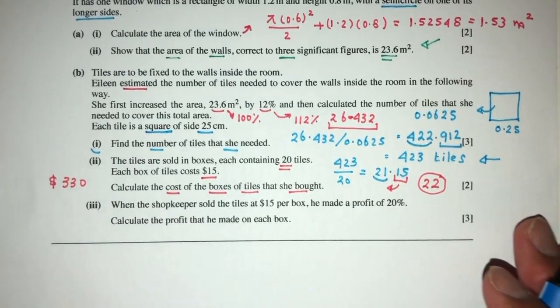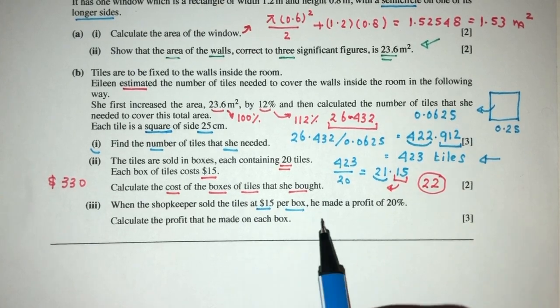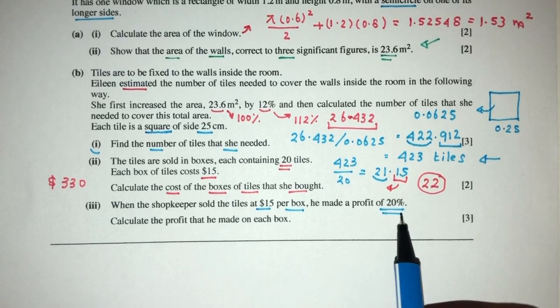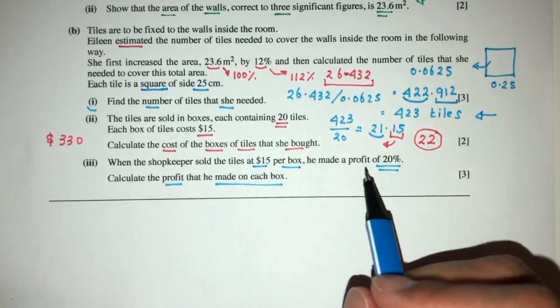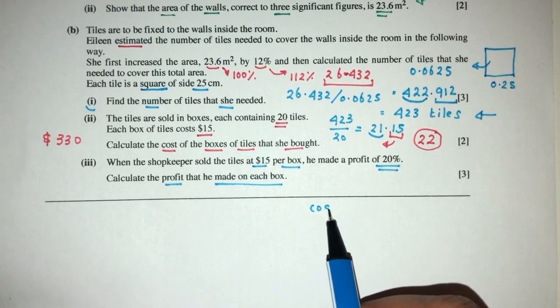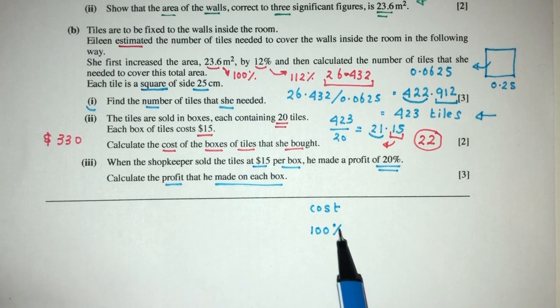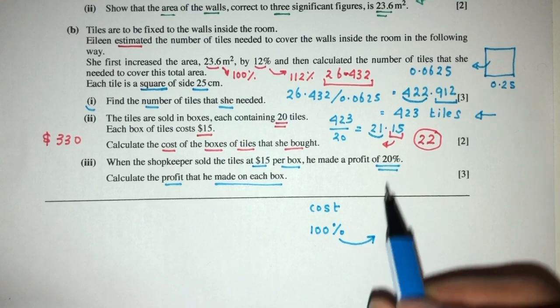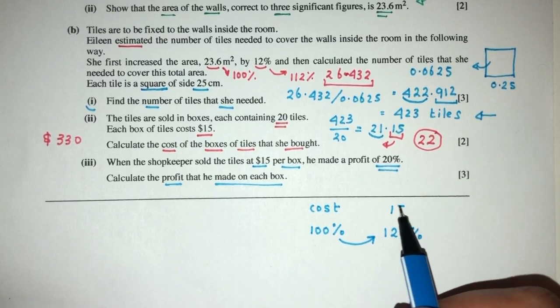Now for part 3 of the question, the shopkeeper sold the tiles at $15 per box. He made a profit of 20%. Find the profit he made on each box. So pretty easy. We understand that the cost is 100%, that is the initial value for the cost. Now when you sell something, you make a profit of 20%, so 120% represents the selling price of $15.